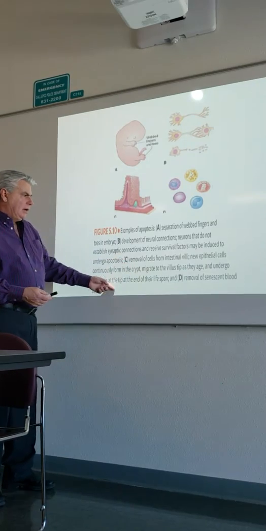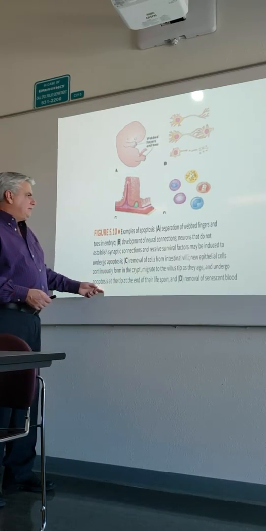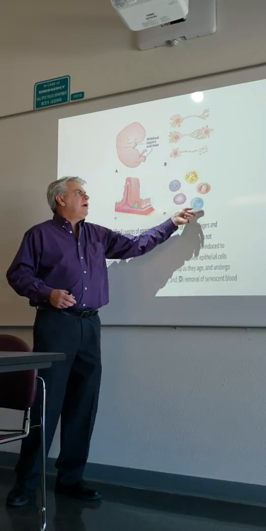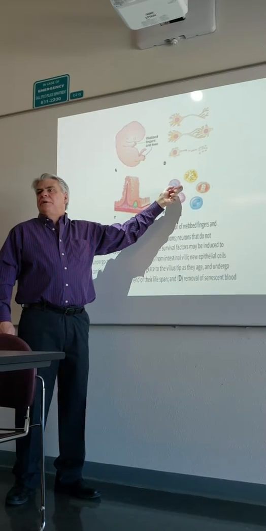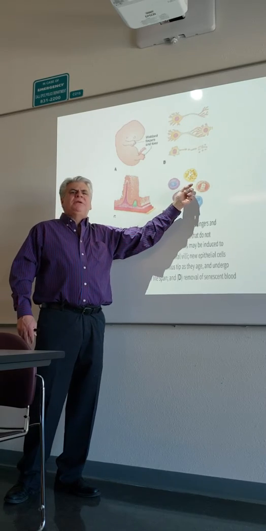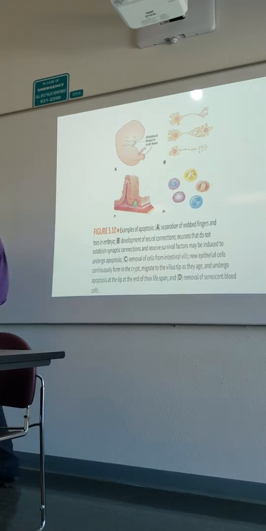Replace them, okay? Removal of senescent blood cells. When your white blood cells or your red blood cells are no longer functional, they're going to go through what? Apoptosis too, especially your white ones. The red ones just get chopped up in the liver.